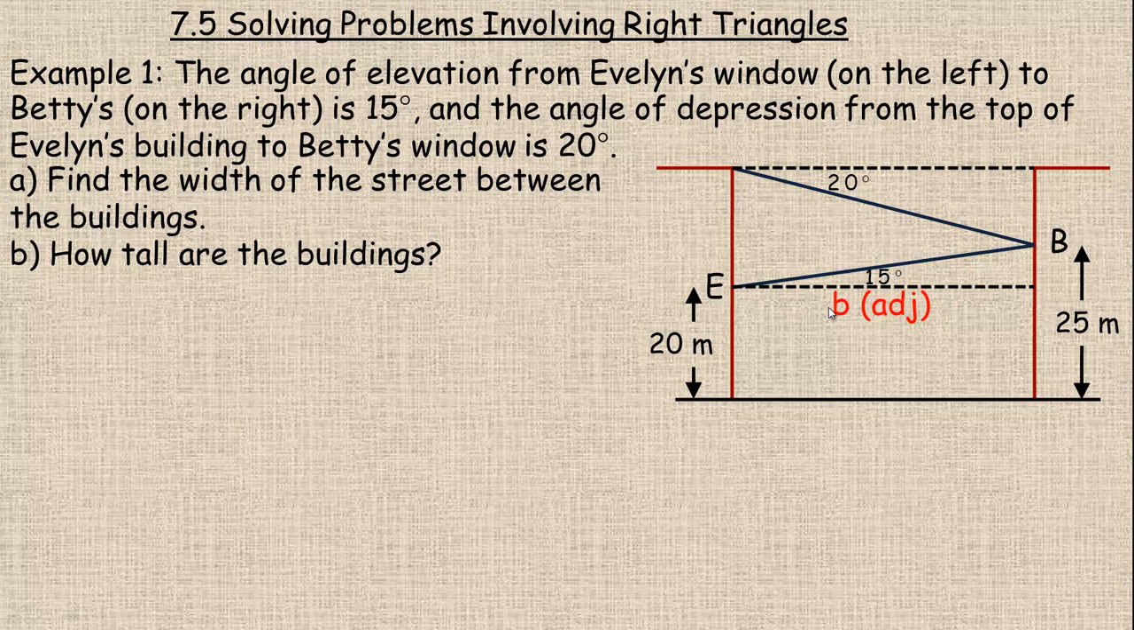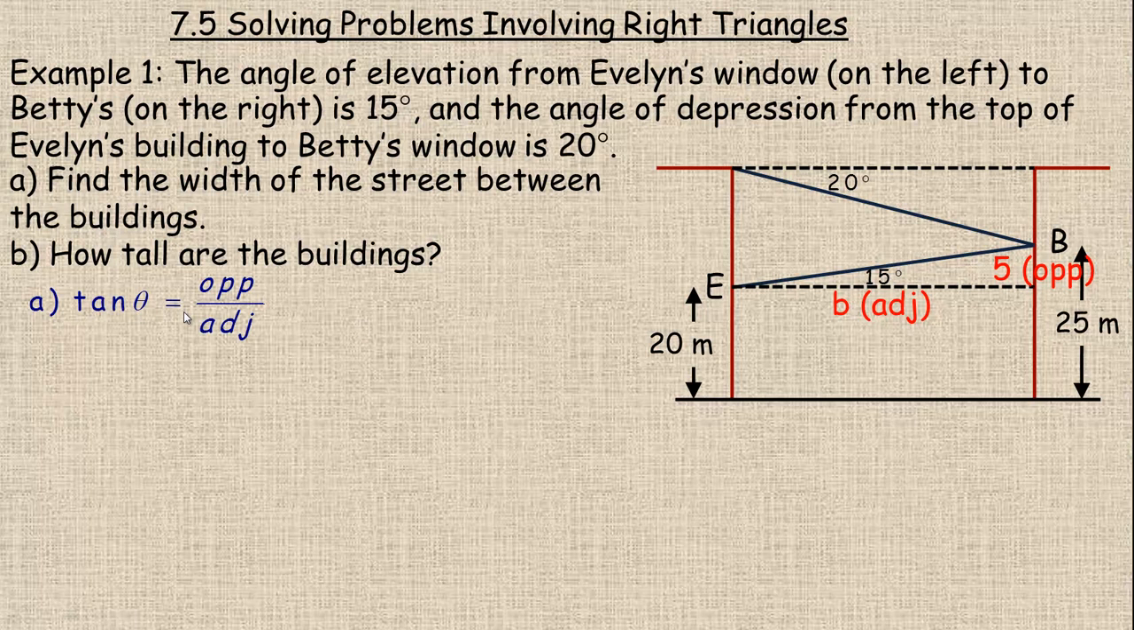I'm going to call it B for the distance between the buildings, B for building, and that's the adjacent side for the 15-degree angle. This side right here, this 5-meter difference in height between the two windows, is the opposite side for the 15-degree angle. And so we're working with opposite and adjacent. If you remember SOHCAHTOA, opposite and adjacent is tan. So we would use the tan ratio to find this distance across here.